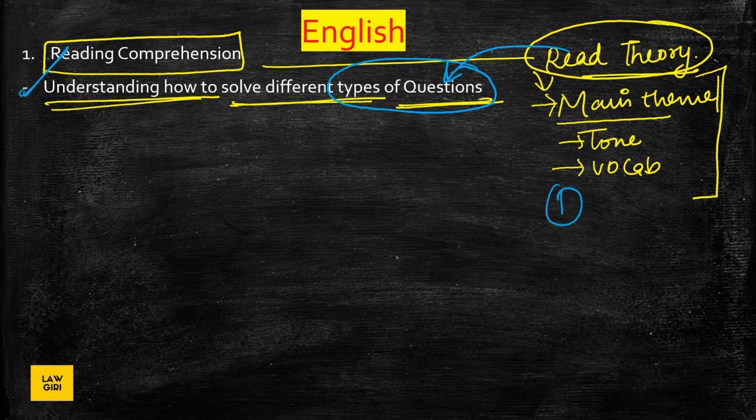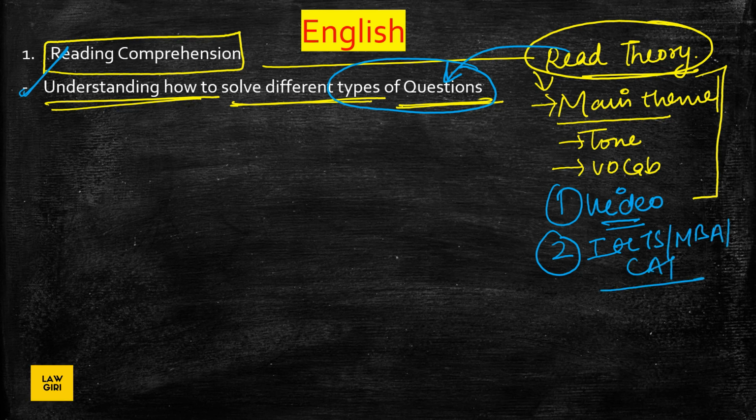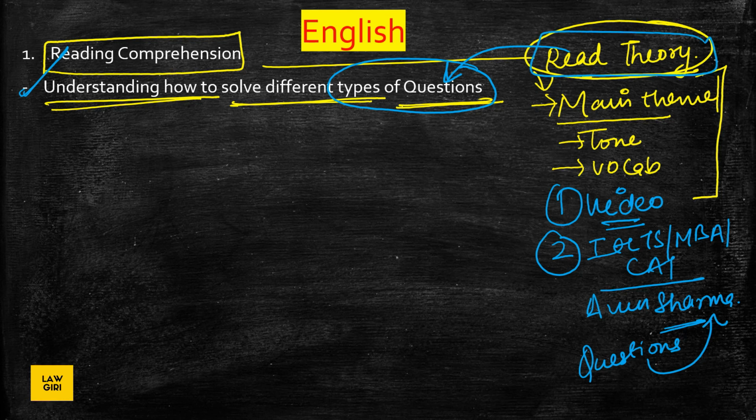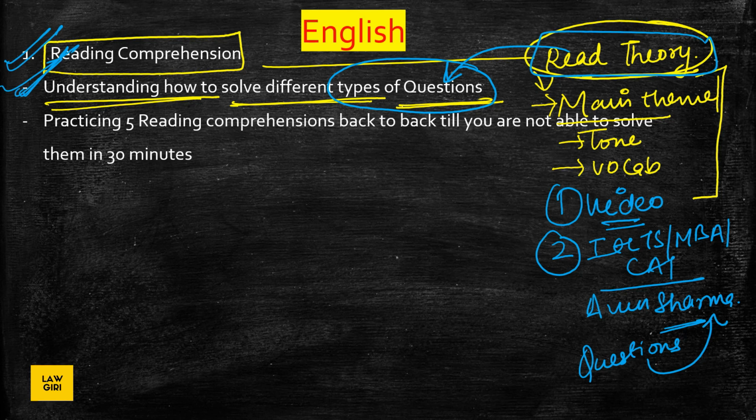How to read theory. Number one, I've done a video. Please watch that video. Number two, you can get any book which relates to IELTS, MBA, CAT, reading comprehension. I'll suggest that you can buy Arun Sharma. It is just a suggestion. If you want to buy, you can buy that book. Link is going to be in the description box. From this book, you just have to read theory. Read theory, attempt questions, as many as you can. By questions, I mean you need to attempt passages. So number one thing that you need to note is to read theory. Please write this down, how you have to prepare for reading comprehension.